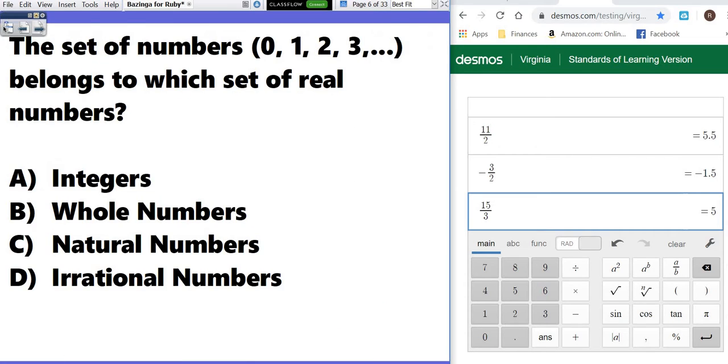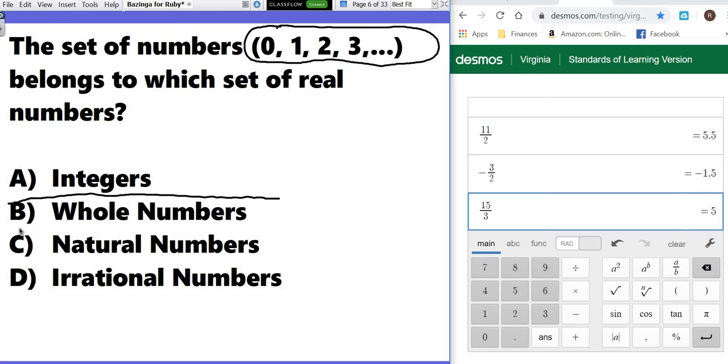Okay, so let's go on to our next one. It says the set of numbers 0, 1, 2, 3, and so on belongs to which set of real numbers? Well, we know if we've got that 0 plus all of the natural numbers, they've got to be whole numbers, all right? So you know that integers are the perfect number line, but they have negatives, and our example did not, all right? And then whole numbers, of course, is what we chose.